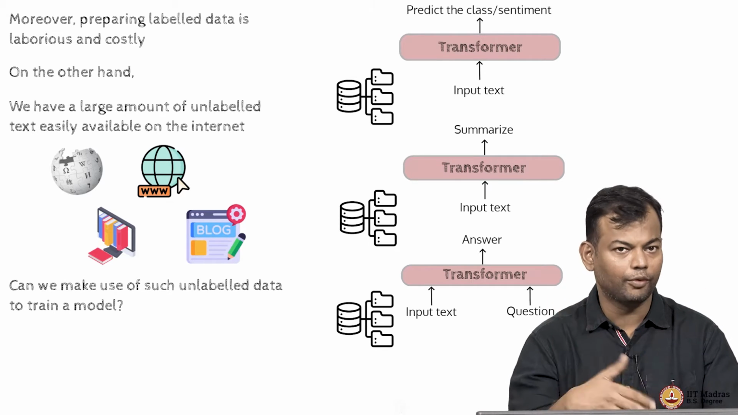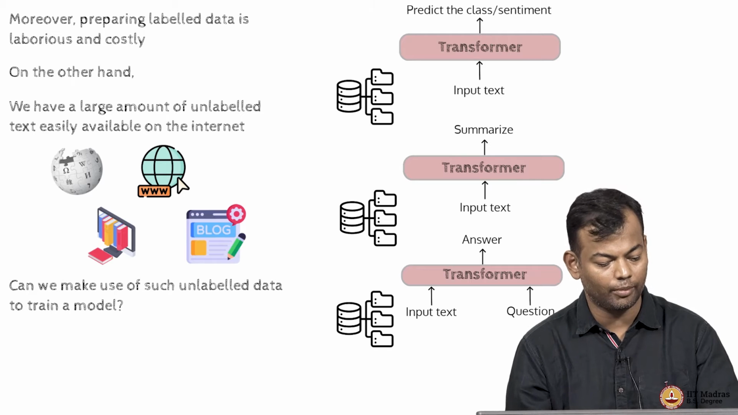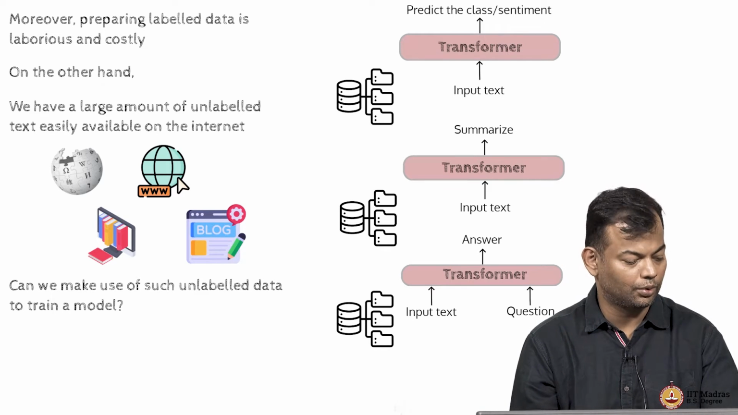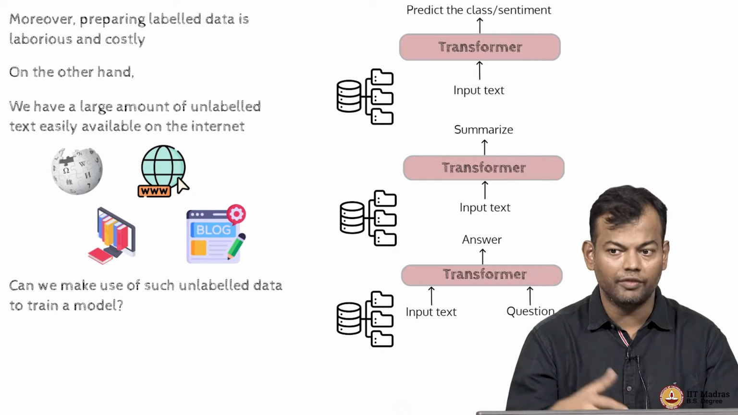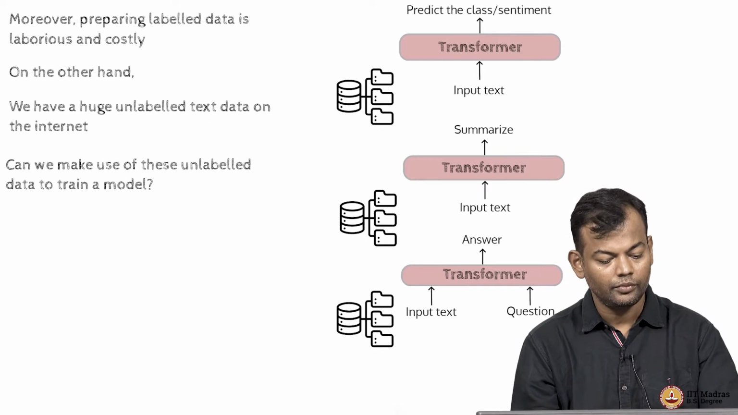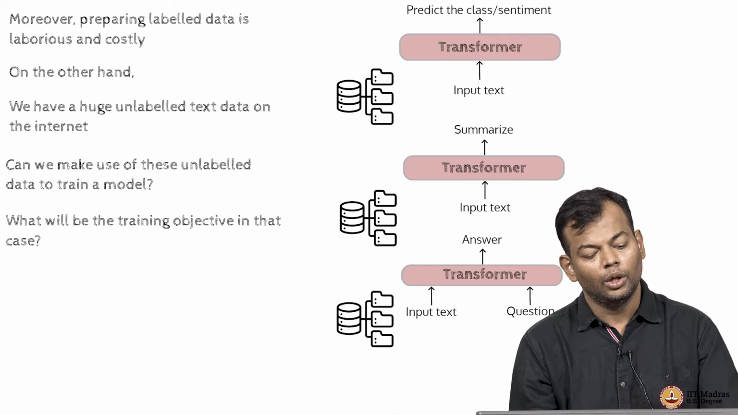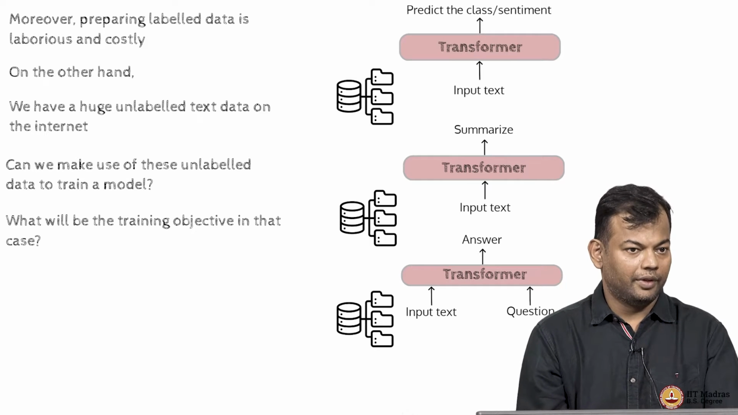There were models before that also, but that was one of the first popular models to use it, and that's the idea that we want to understand first, through these first 2-3 weeks of the course. Okay. So now can we make use of these unlabeled data to train a model? What will be the training objective in that case?